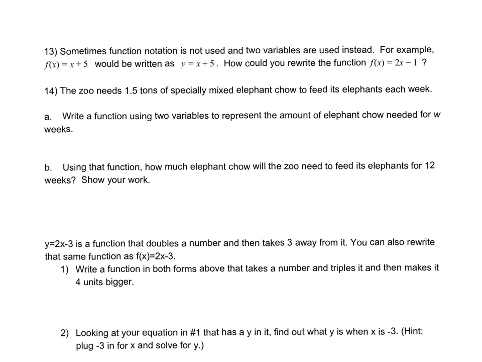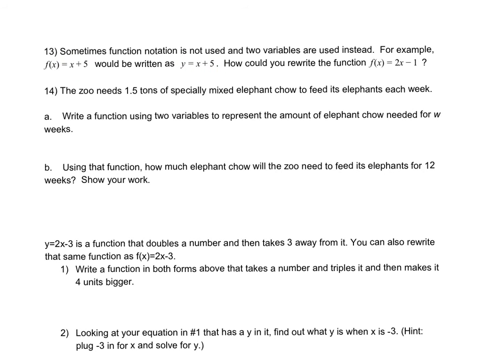Okay, so here we are. Sometimes function notation is not used and 2 variables are used instead. For example, f of x equals x plus 5 is often written y equals x plus 5. You're actually used to seeing that from before. You have seen this one before.